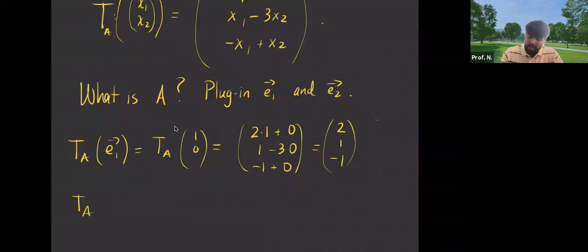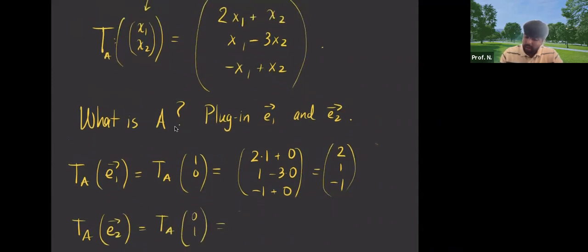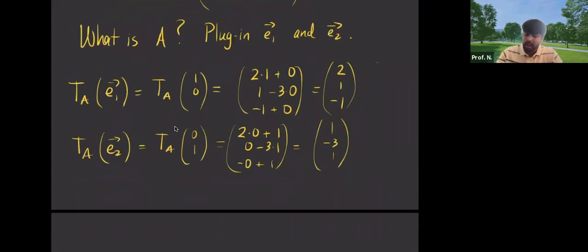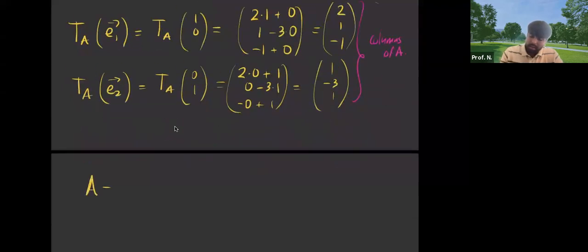And if I plug in the other standard basis vector, I get 2 times 0 plus 1, 0 minus 3 times 1, negative 0 plus 1. What I get is 1, negative 3, 1. And what that tells me is that these are the columns of A. A is 2, 1, negative 1, 1, negative 3, 1.